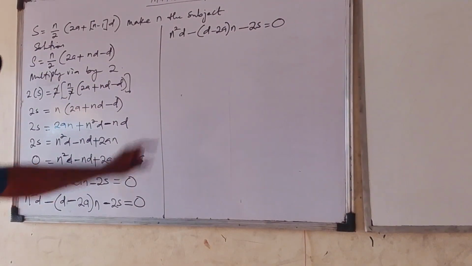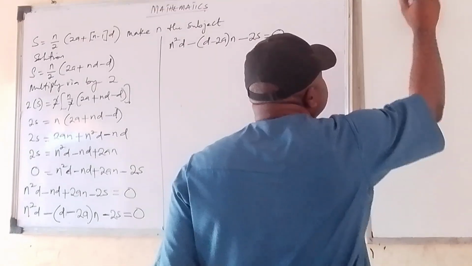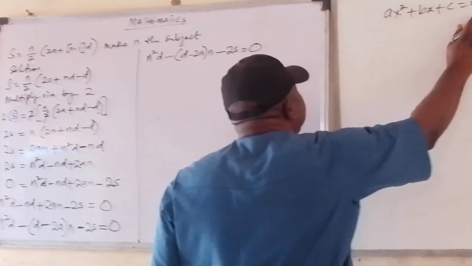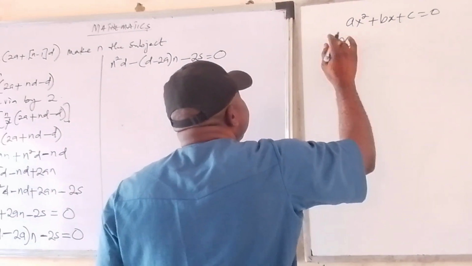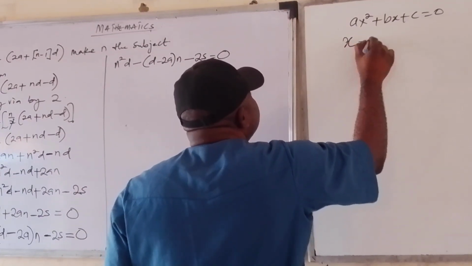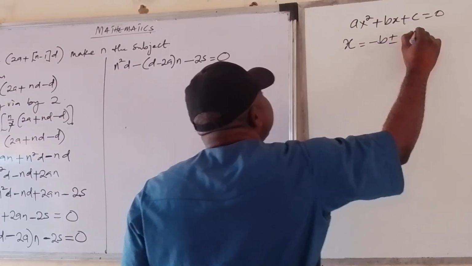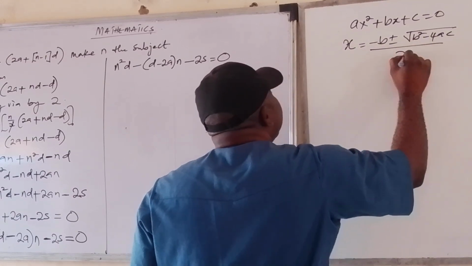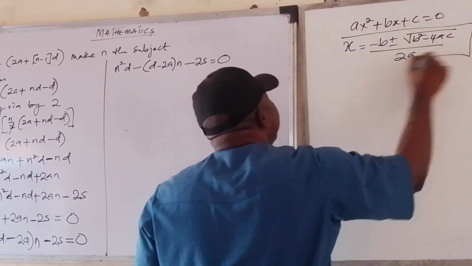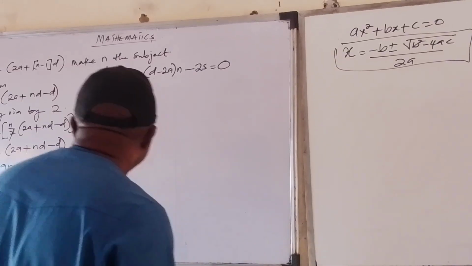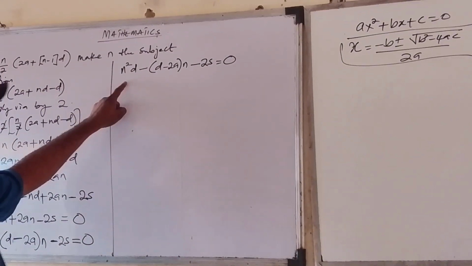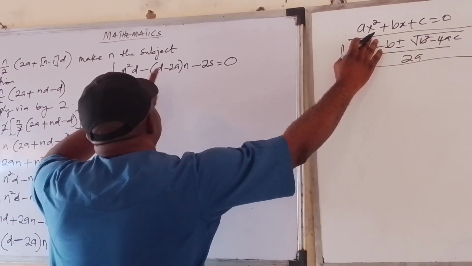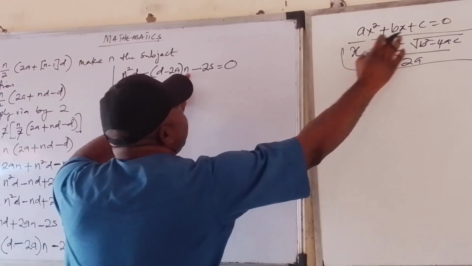Now please, I want us to compare this with this. Now remember the general quadratic equation: ax squared plus bx plus c is equal to 0. After completing the square, we got x is equal to minus b plus or minus the square root of b squared minus 4ac, all over 2a. Now let's look at this equation very well. If you look at this, we have n squared, we have d minus 2a, then n.